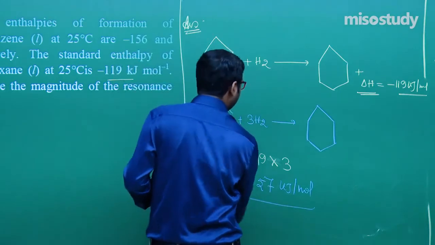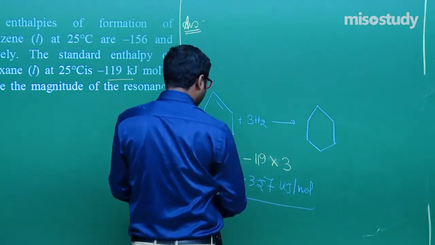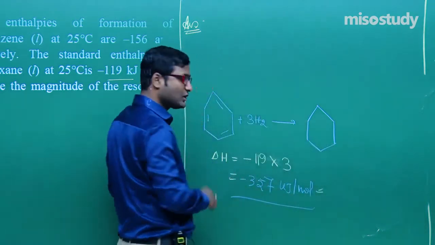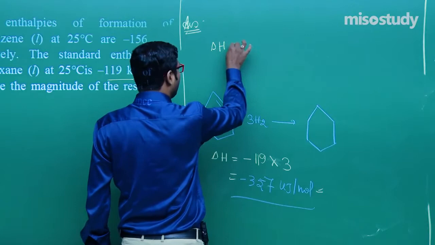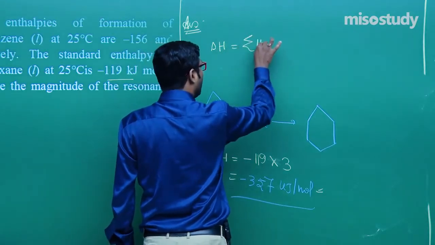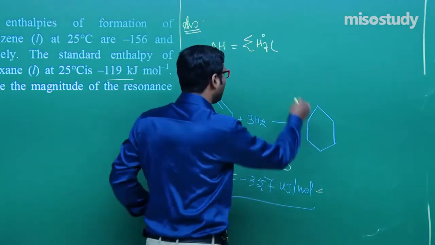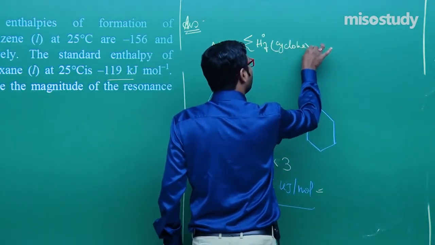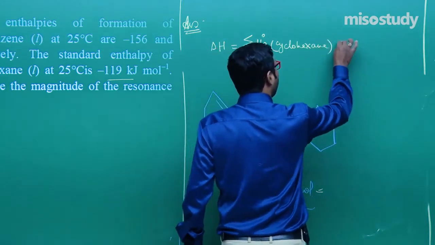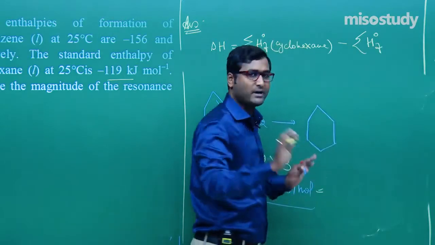Now, I am rubbing this part. Look at what I am telling. This is the value of delta H for this reaction, and as we know, delta H is equal to summation of heat of formation of product. Here the product is cyclohexane. Write down here cyclohexane, minus summation of heat of formation of reactant.